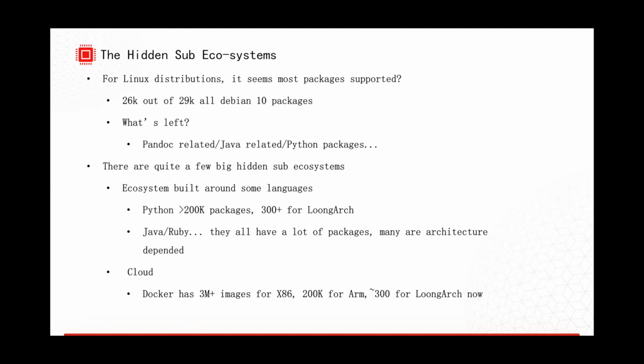And another big sub-ecosystem comes from cloud. For example, Docker. We have a huge repository for Docker. Docker Hub has more than 3 million images for x86, and roughly 200,000 for ARM, but 300 for LoongArch now. So this is the whole picture today.